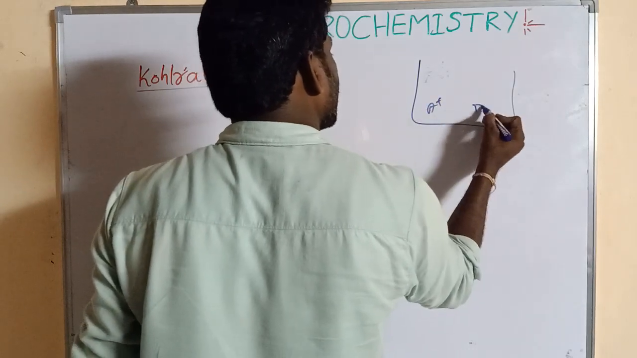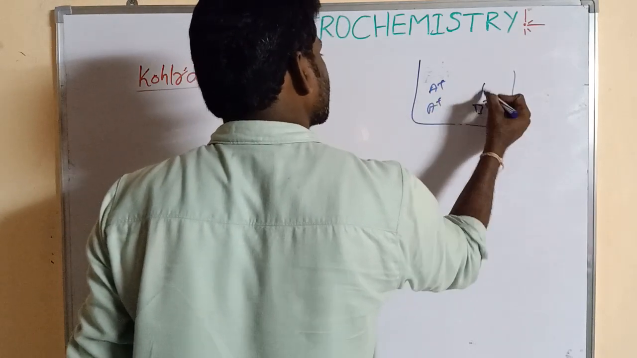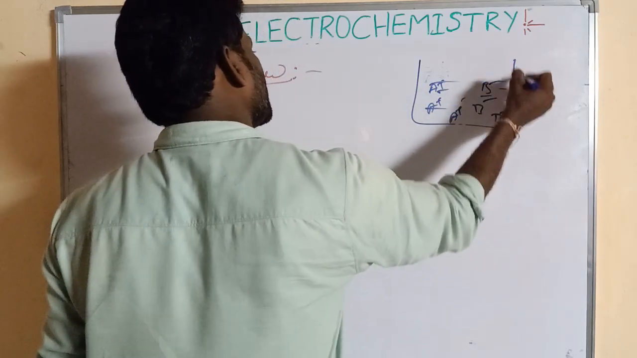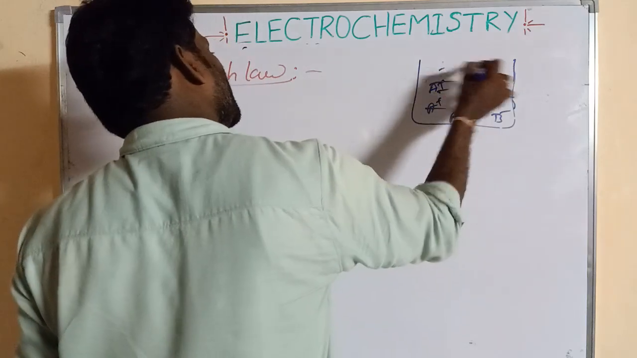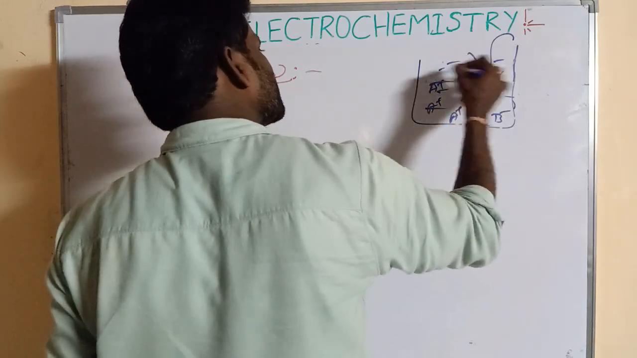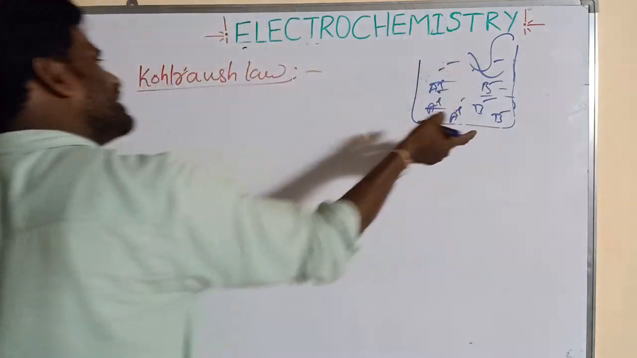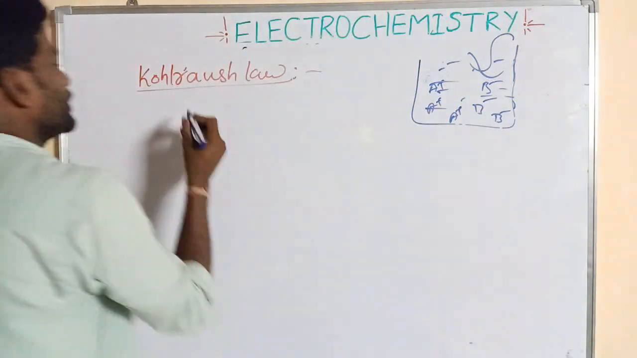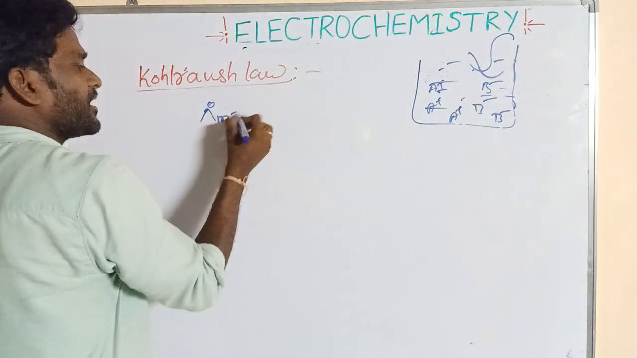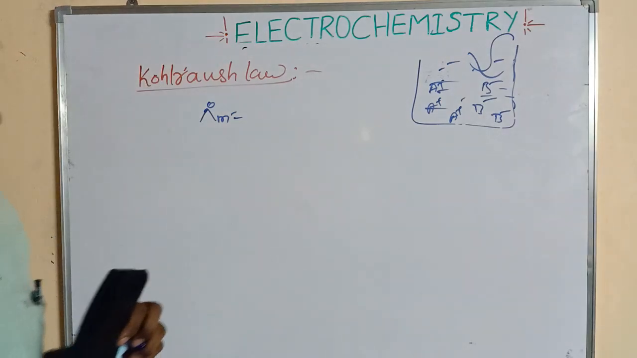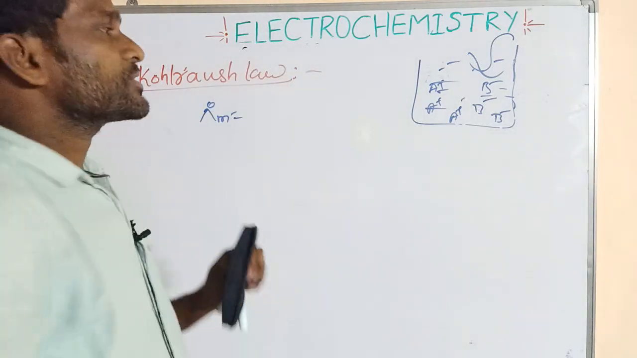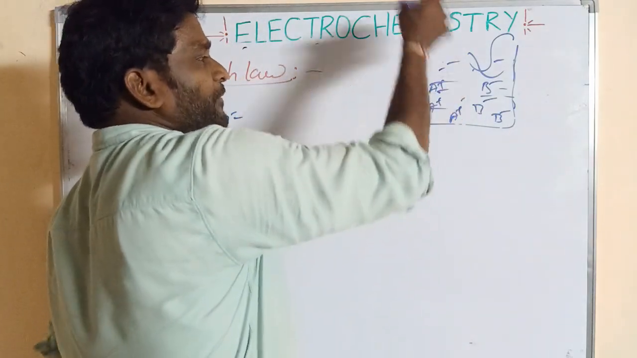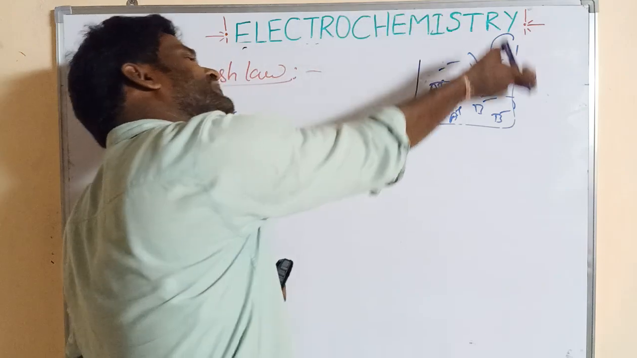This electrolyte contains a number of A plus ions, the cations, and a number of B minus ions, the anions. On dilution, that means its volume increases, the concentration reaches 0, which gives the limiting molar conductivity. The limiting molar conductivity of an electrolyte is equal to the sum of the limiting molar conductivity of cations and the limiting molar conductivity of anions.